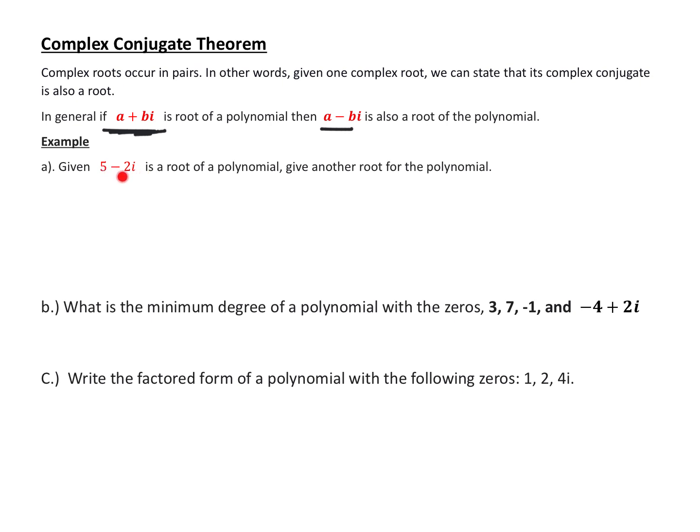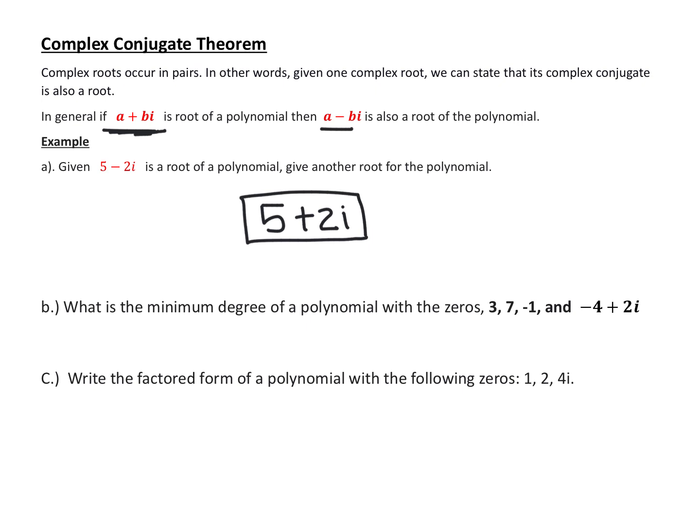So look at this one here. If this is a root, what is the other root of the polynomial? So what other root do I know has to be there? And this is going to be the complex conjugate. So the opposite, so it's going to be plus 2i.